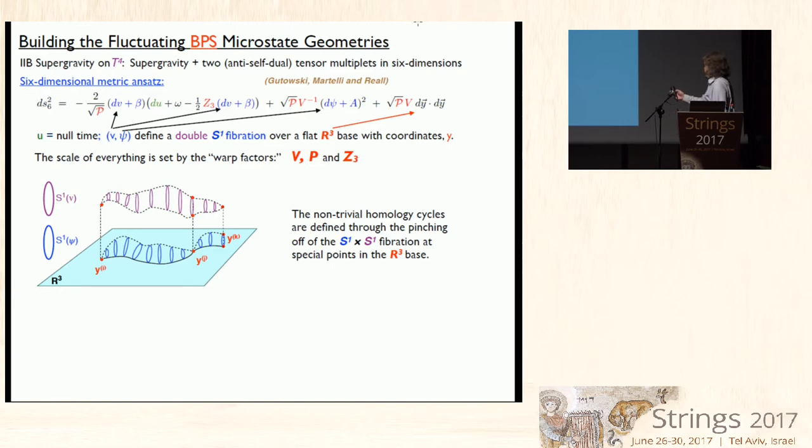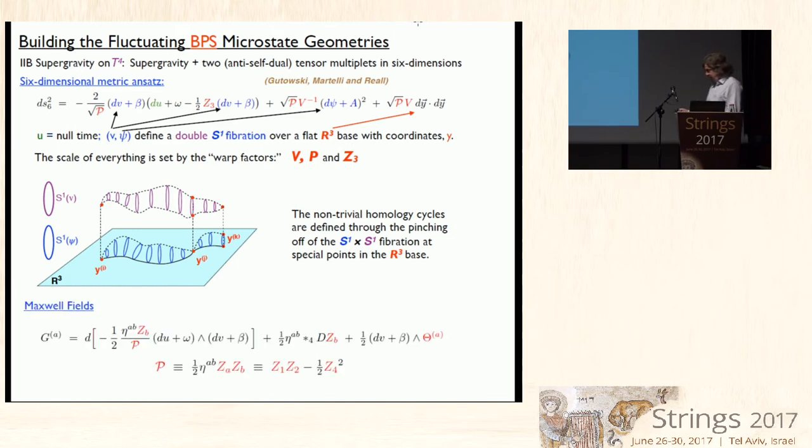The scale of everything is set by warp factors, P's and V's and Z3's, but it turns out that essentially they all appear in the electric and magnetic parts of the thing. So in this particular ansatz, you have a whole collection of electric potentials and their corresponding magnetic fluxes, and they basically appear there, but then quadratic forms and cubics and so forth typically turn up in the metric. So basically, the geometry and the topology is set by the fibration, and then the actual sizes of stuff are set by the electrostatic potentials and so forth.